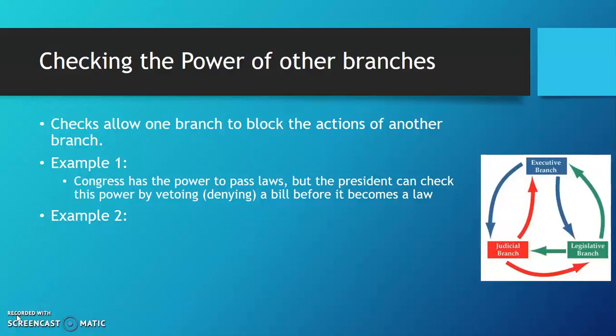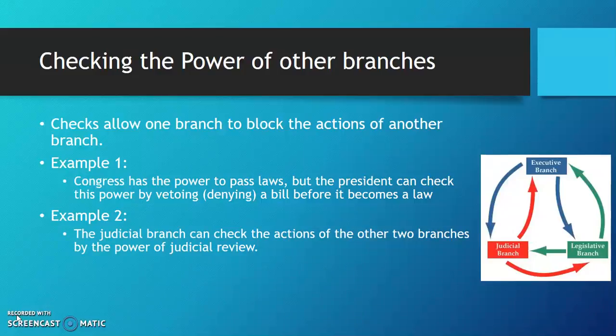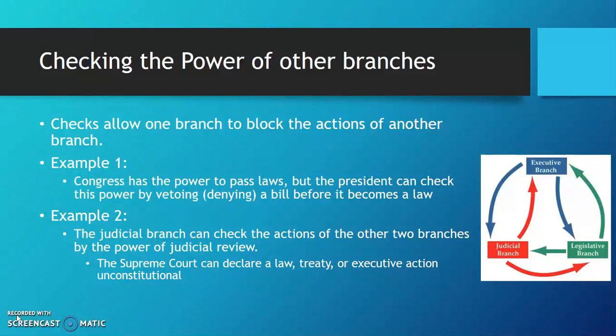The other example that we have of checks would be that the judicial branch can check the actions of the executive and legislative branches by the power of judicial review. So we know that judicial review, the Supreme Court, can declare a law, treaty, or executive action unconstitutional. So if the legislative branch passes a law and it is signed into a bill by the president, the Supreme Court can then pretty much cross that out and say, nope, this law is unconstitutional.